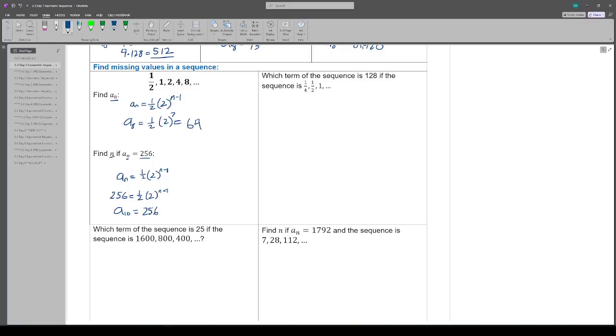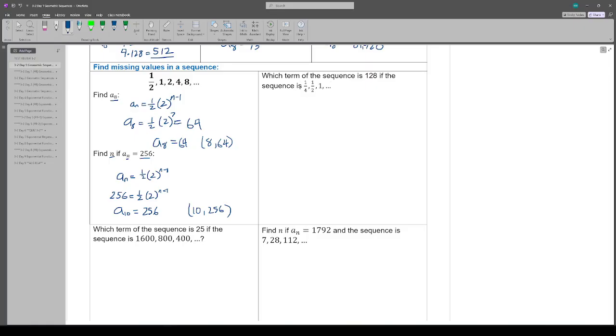There's also a good chance to remember that whenever we put like A8 equals 64, that represents an ordered pair. That's the same thing as 8, 64 being on that graph. And this one is the same as 10, 256 being on that graph.